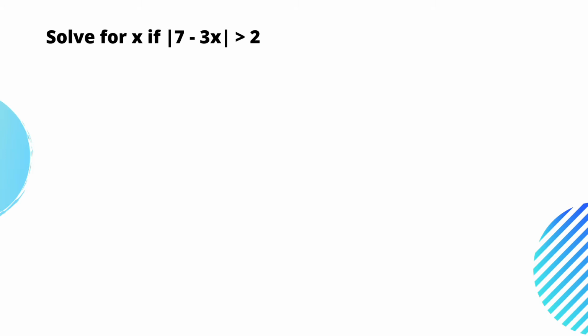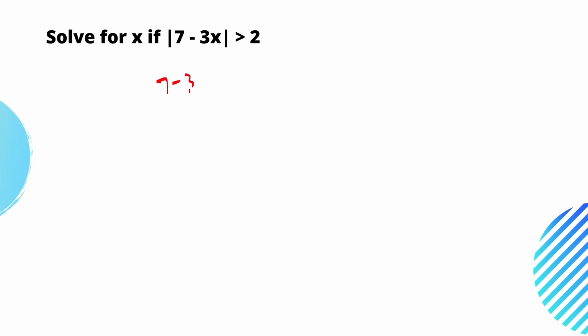Let us solve this. Solve for x if modulus of 7 minus 3x is greater than 2. Now how can we do this? We have two cases, as I already mentioned in the properties of modulus. The value inside the modulus can either be negative or positive, and in both cases the sign of the value of the modulus doesn't change. So let us take both the cases here.